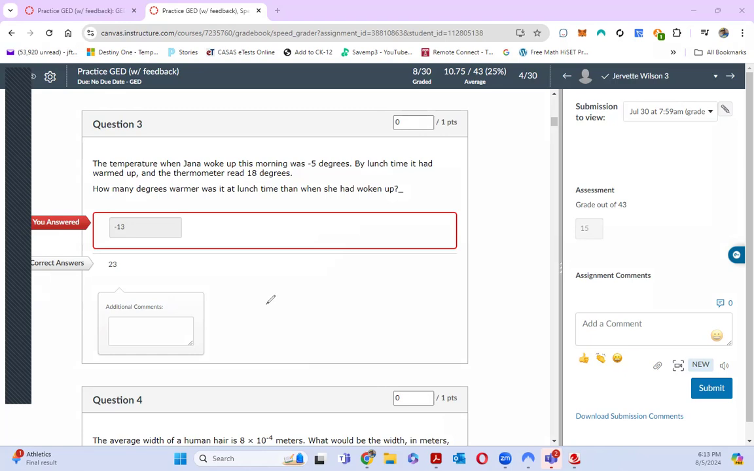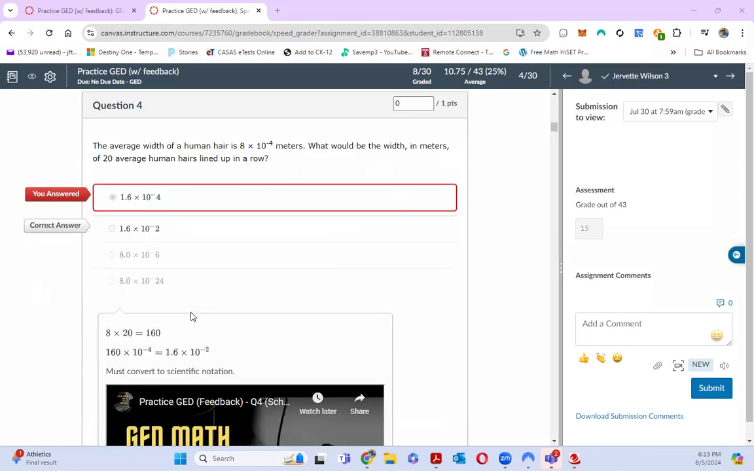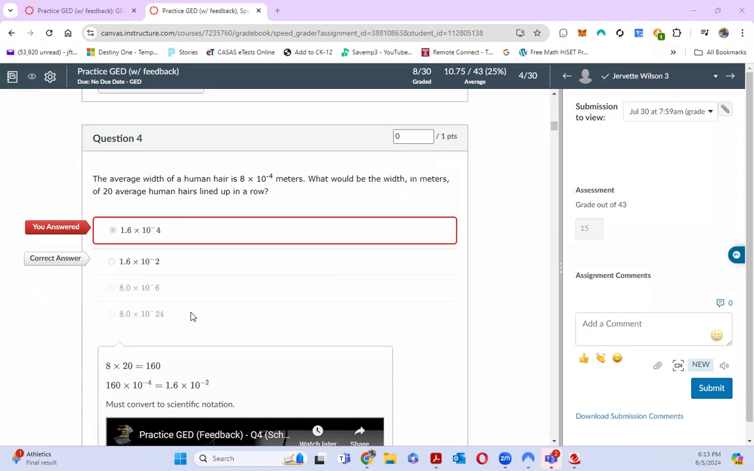Okay? Now, let's go to this next problem. You got that wrong, right? First of all, when you read this, the average width of a human hair is 8 times 10 to the -4 meters. What would be the width in meters of 20 average hairs lined up in a row? How am I supposed to know? I can't even envision what 8 times 10 to the -4 is.